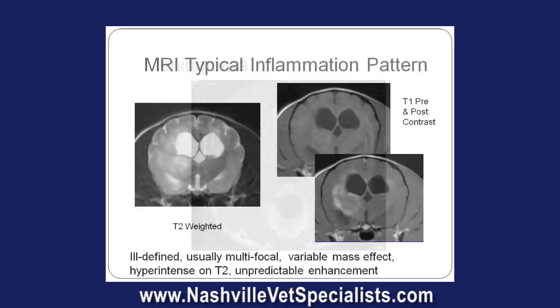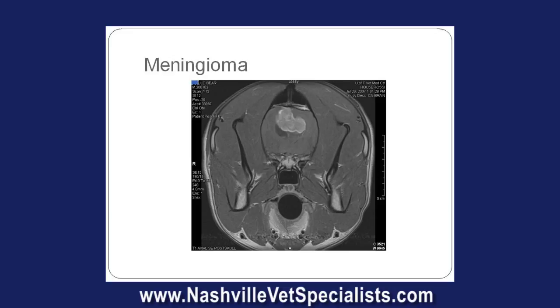And just to show you some different things that we could see on MRI, this is an example of a midline meningioma in a dog. So it has pretty well-defined borders. It's very uniformly enhancing. That's a classic appearance for a meningioma.